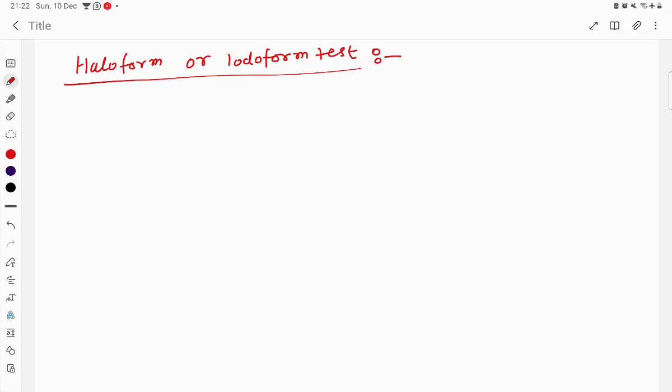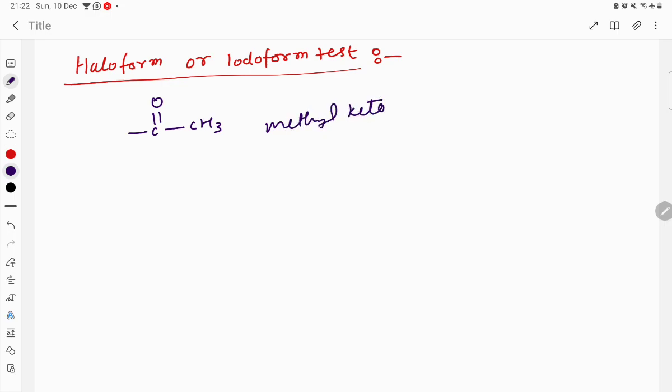Hello student, let us see the haloform test, or the iodoform test. The iodoform test is actually known as the haloform test. First of all, you need to know which groups give this test. The group containing the methyl keto group is compulsory. This is called the methyl keto group.